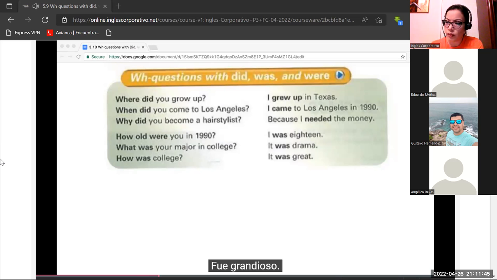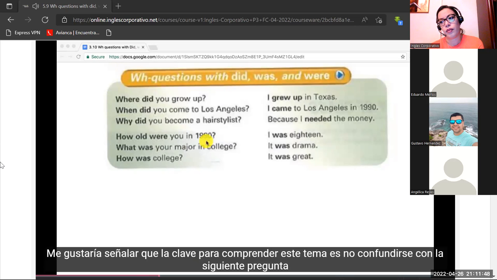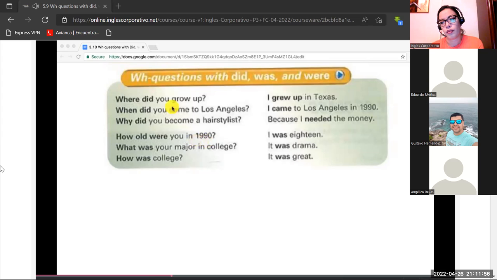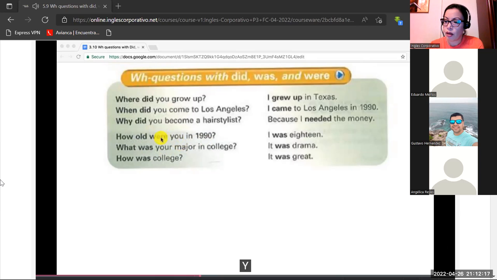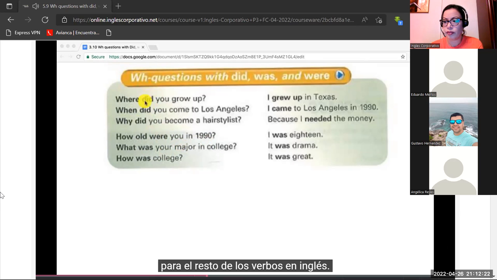It was great. I would like to point out that the key to understanding this topic is to not get confused with the following question. When do I use did? And when do I use was or where? You must remember the following. You will use was or where whenever you need to ask something related to the verb be. And you will use did for all the rest of the verbs in English.